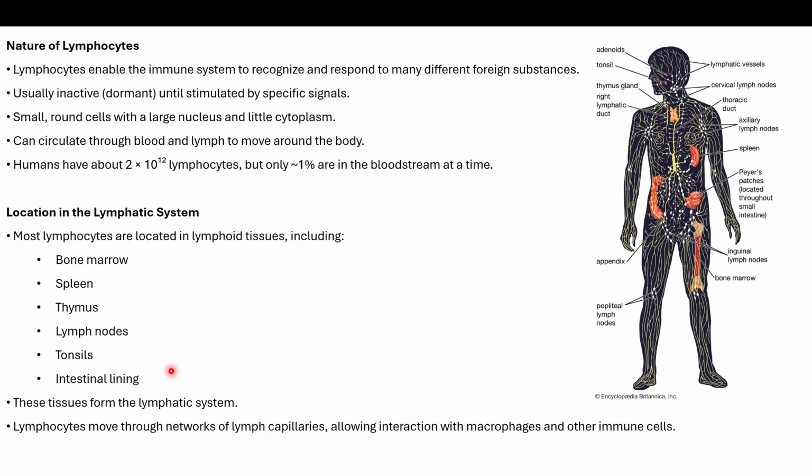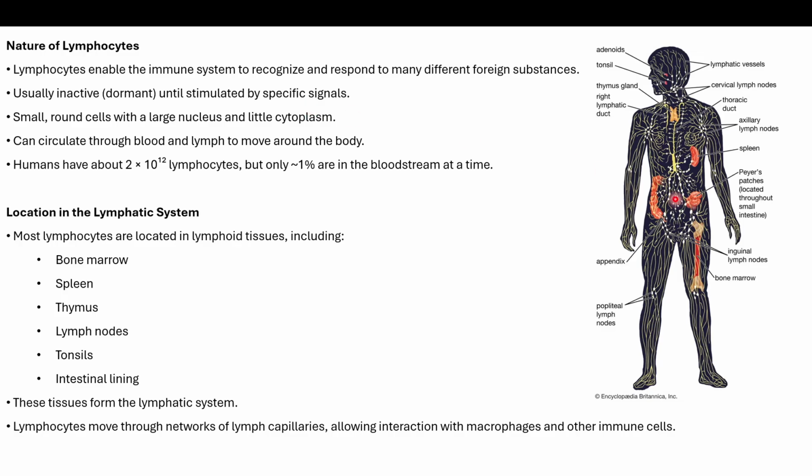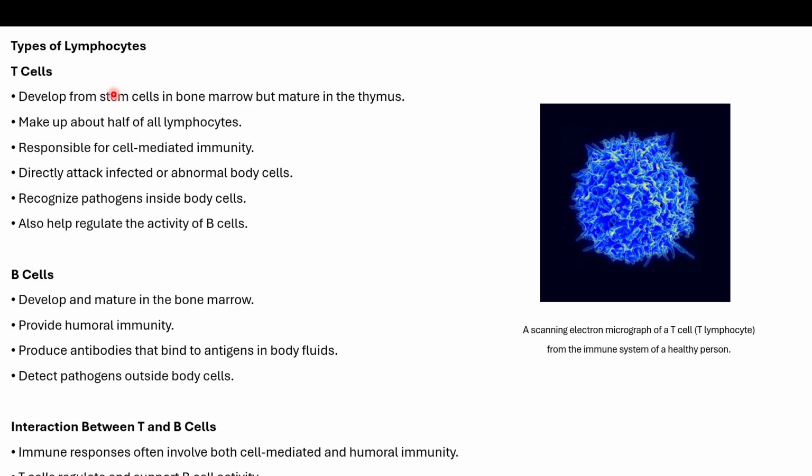Okay, so the lymphocytes are present there, and all these lymphoid tissues together form the lymphatic system, and lymphocytes move through these networks of lymph capillaries. This figure shows that, allowing interaction with macrophages and other immune cells. Now, if we talk about the lymphocyte types, one is T cells, which develop from stem cells in bone marrow, but mature in the thymus. It develops in the bone marrow, but it matures in the thymus. Hence the name T cells.